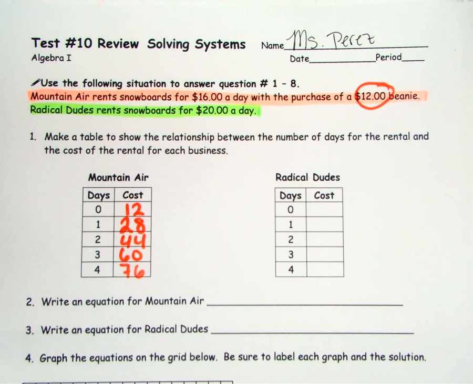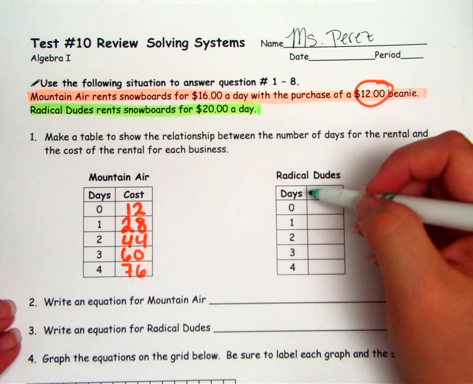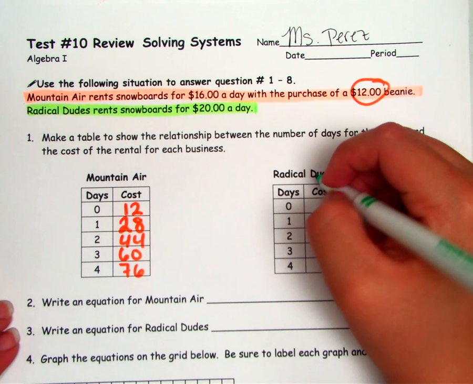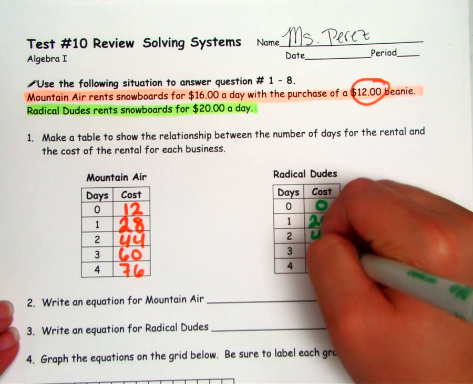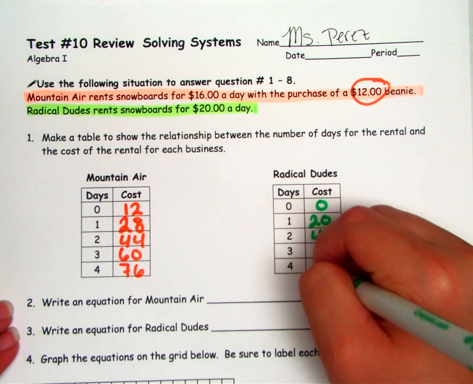So then, Radical Dudes, we need to create that table. If I don't rent it at all, it's only $20 a day. So 0. And then you have the 20. For 2 days, 2 times 20 is 40. For 3 days, it's 60. And for 4 days, it is 80.